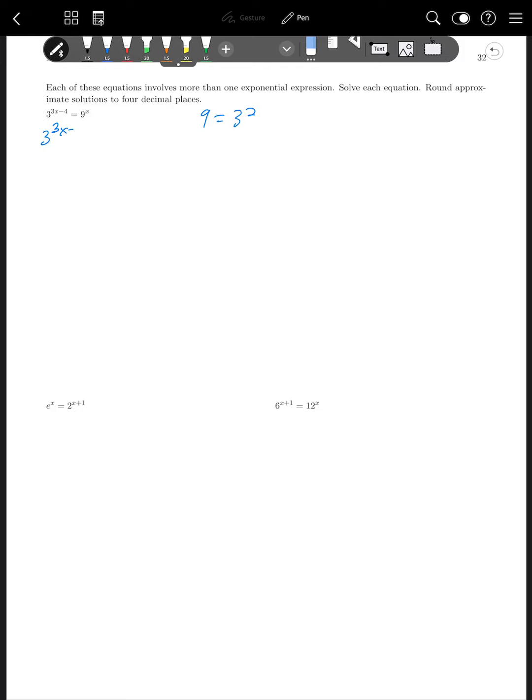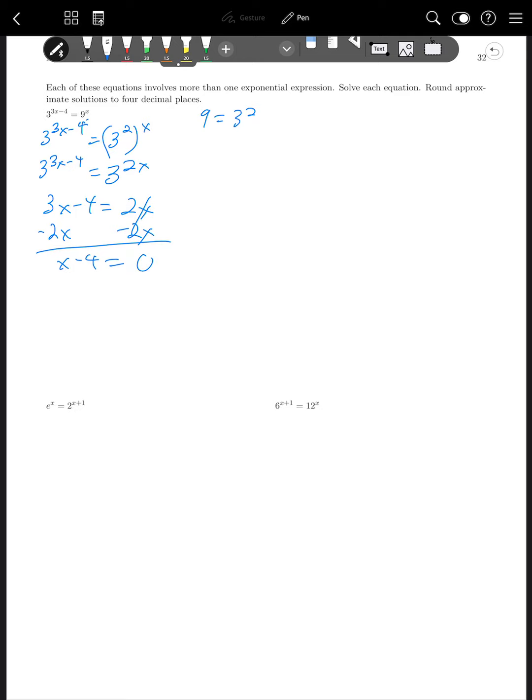So if I rewrite this as 3 to the 3x minus 4 power equals 3 squared to the x. So I replace 9 with 3 squared. And so then if I use my exponent rules, 3 to the 2x, we multiply, so that's 3 to the 2x. And now they have the same base, so I can use the one-to-one property to take those out of the exponent and solve what's left. So we could subtract 2x if we want. So we get x minus 4 equals 0, and then add 4. So we get x equals 4.